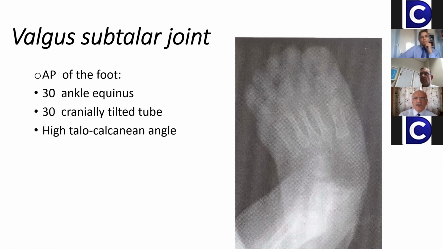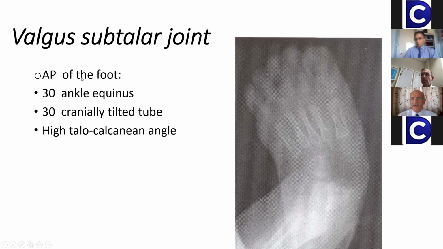If you have meningomyelocele, many times you have a valgus deformity of the ankle and foot, both. And if you want to correct, you have to correct both deformities at the same time. So in this case, if you want to do an AP of the foot, 30 degrees ankle equinus, 30 degrees cranially tilted tube to see the high talocalcanean angle. You see that talocalcanean angle, you have a high talocalcanean angle. So you have a valgus foot.